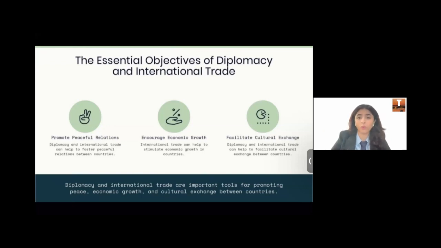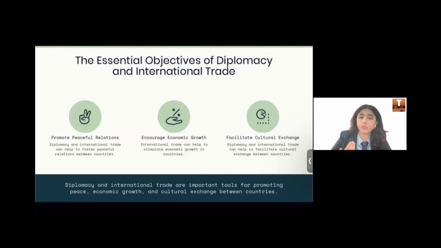So, how it works? By facilitating diplomatic negotiations and agreements, international trade contributes to stability and reduces the likelihood of conflicts driven by economic competition. Now, number three, promoting economic prosperity. International trade is a key driver of economic prosperity.